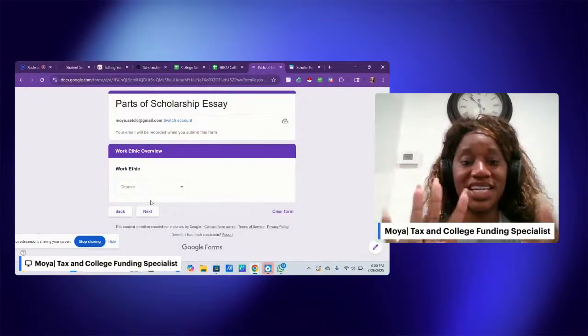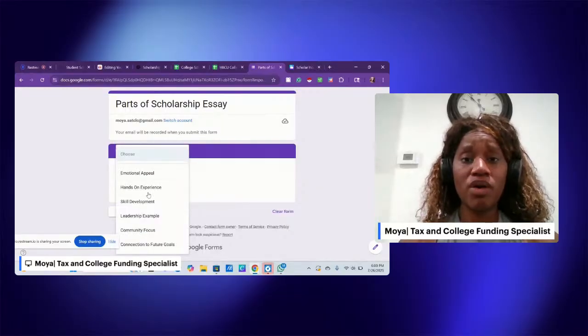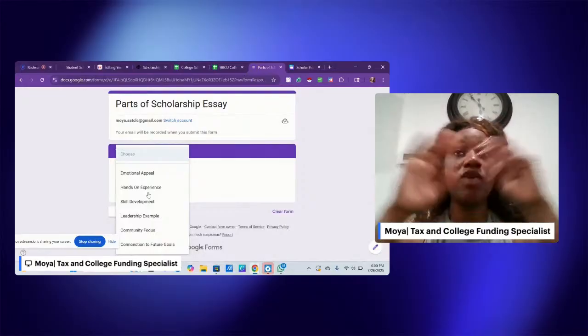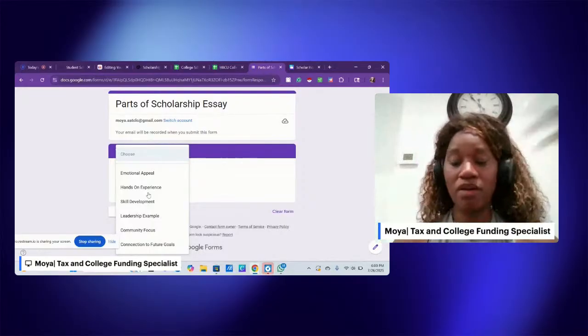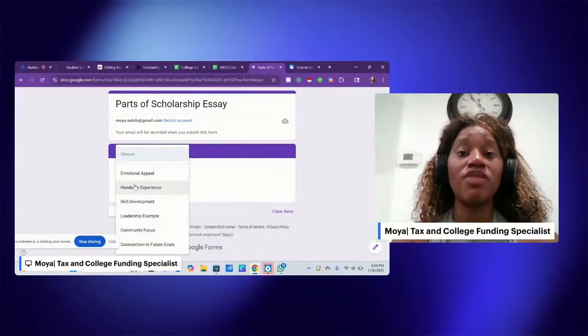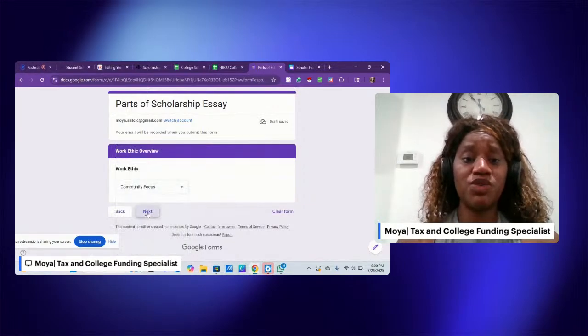So now we're on 6. This is really good stuff, guys. This really gets you to understand what works and what isn't working. This is number 6: emotional, community focus, connection to future goals. This is you deciding how do I want that person to receive this information? How do I want them to feel? What information do I want them to have from this? Okay. And let's say you want to talk about a community focus at this point in terms of your work ethic.